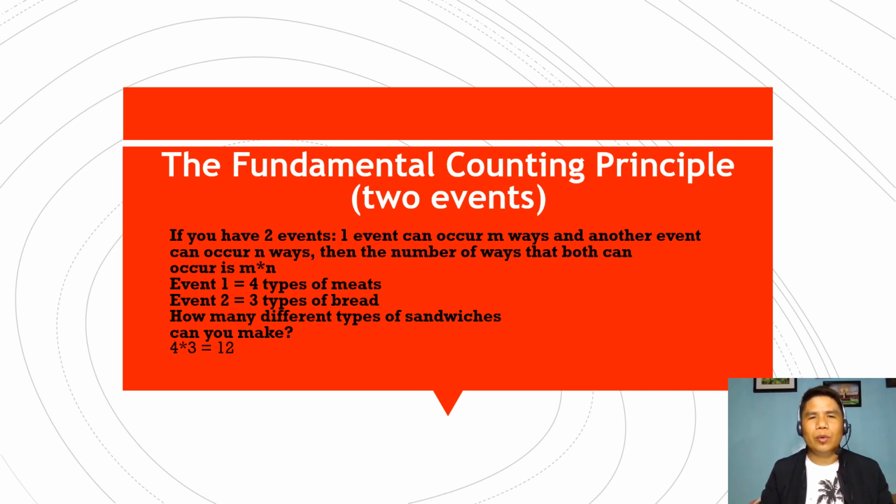So for example, we have two events here, event 1 and event 2. And there's a problem: how many different types of sandwiches? So we are to count how many different types of sandwiches according to the problem. By the principle, when there are two events, you just follow m times n. So that's why we have 4 times 3, which is equal to 12. 4 is your m and 3 is your n.